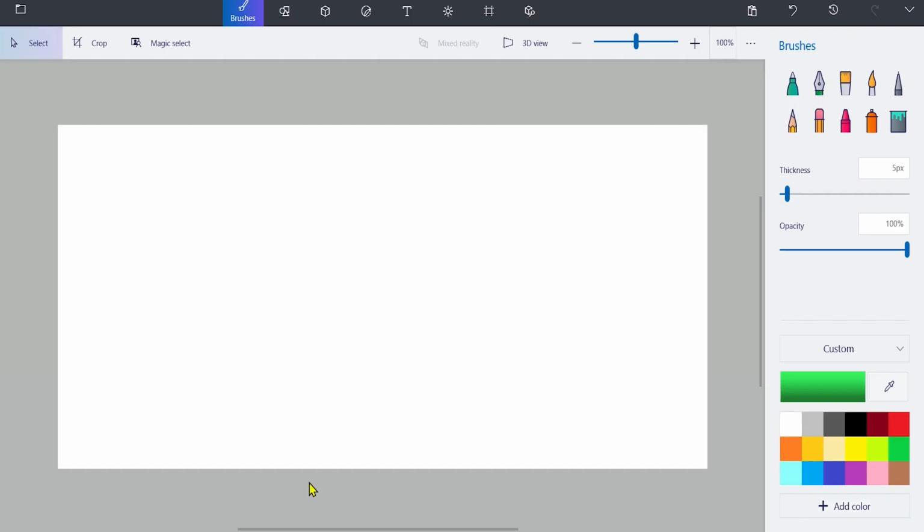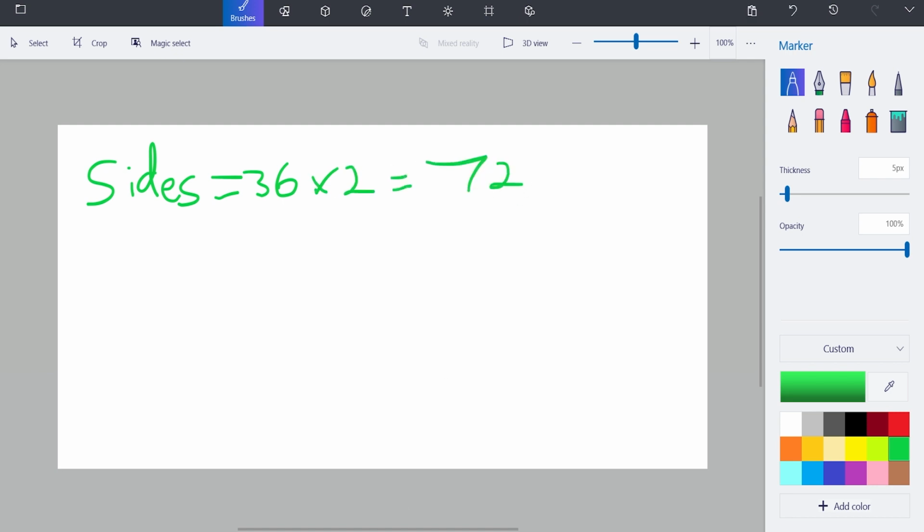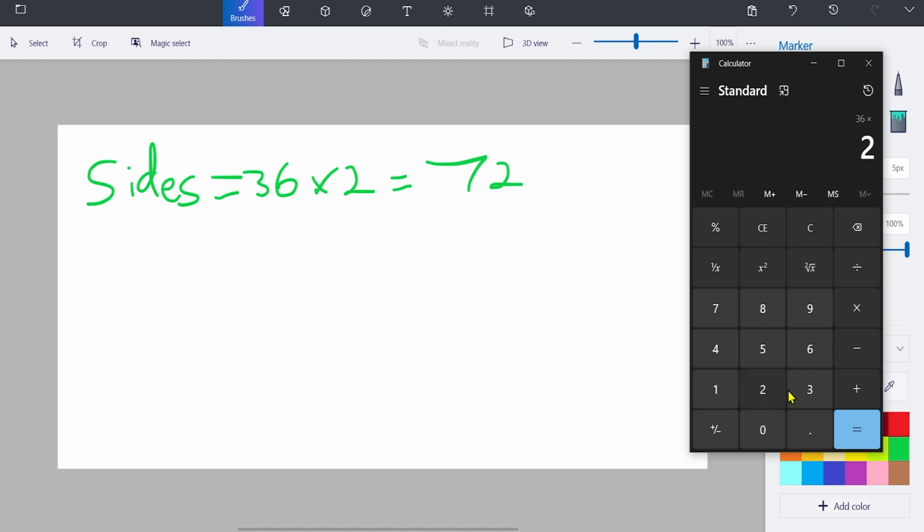So let me write it down. Sides is going to be 36 into 2, which is equal to 72. And then we need to add in now, or we can do a separate calculation. Let's call this middle.